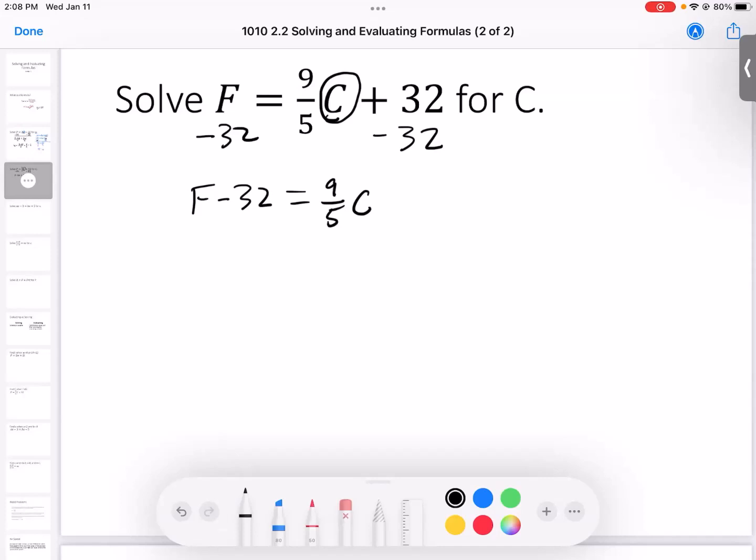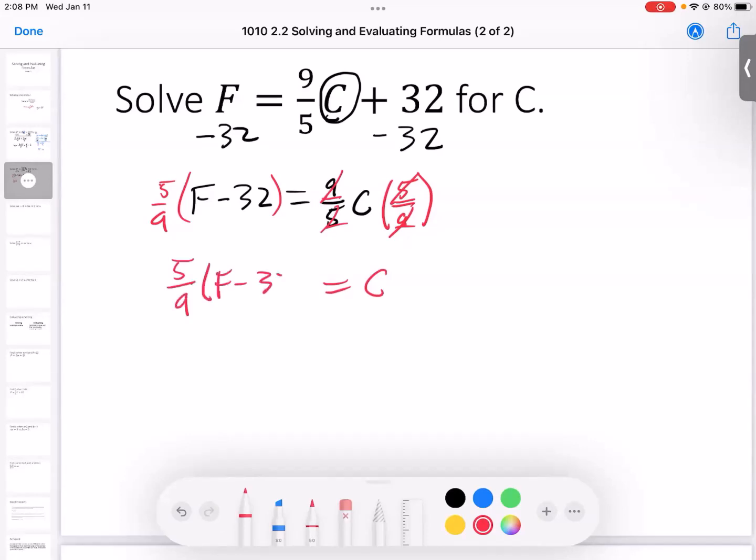But if you ever have multiplication by a fraction and that's what you're trying to get rid of, you could divide by this fraction, but dividing by a fraction is done by multiplying by the reciprocal. So I think it's easier to just multiply both sides by the reciprocal. So we multiply this, and when I do that, 9 divided by 9 is 1, so those cancel out. 5 divided by 5 is 1, so those cancel out. And we get that the Celsius temperature equals 5/9 times F minus 32.